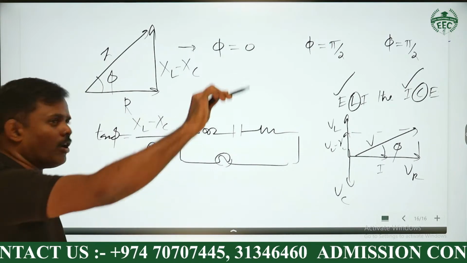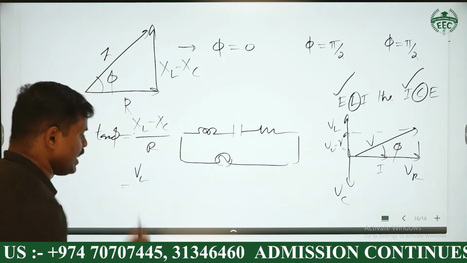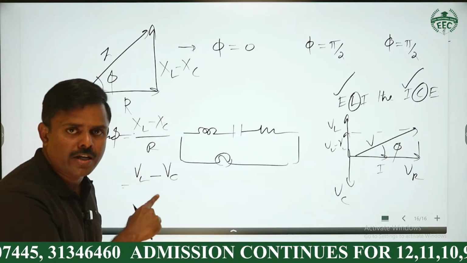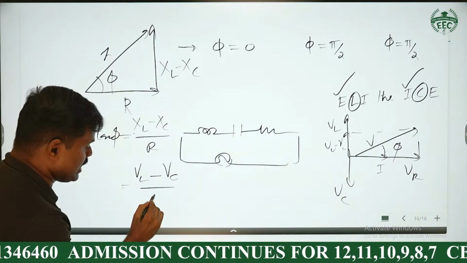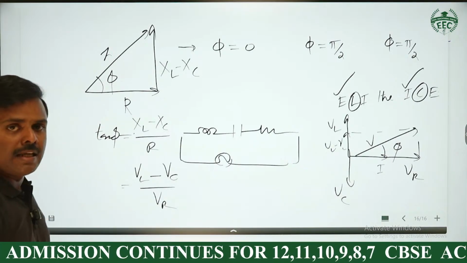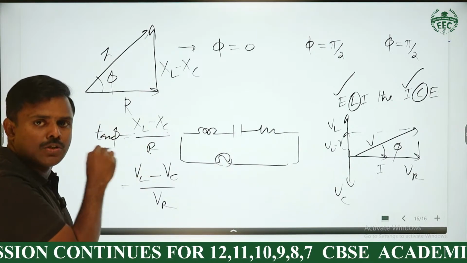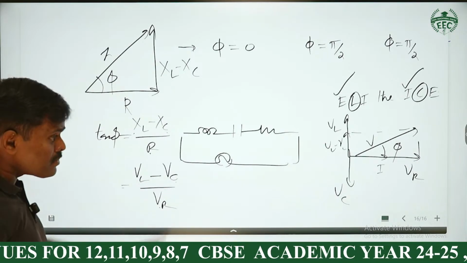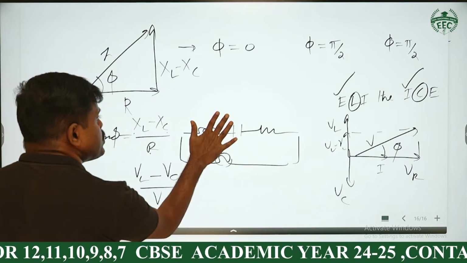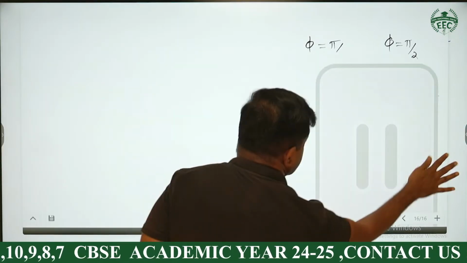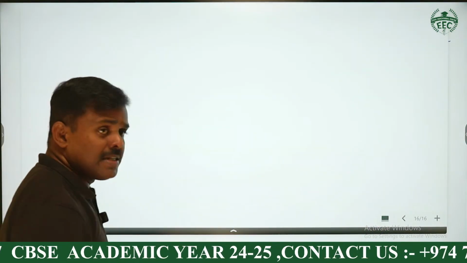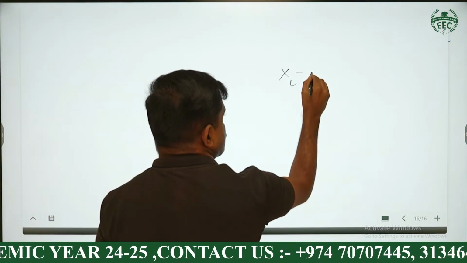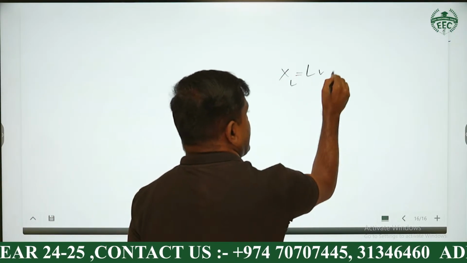What if I multiply throughout with I? IXL is VL, minus IXC which is VC. I into X is volt, right? Voltage. IXL minus IXC divided by IR, which is VR. They will give you XL, XC, R and ask you to find phi. They will give you VL, VC, VR and ask you to find phi. And that's all about LCR circuit. Then 2 more points to go. One point is resonance. Before that, the XL against frequency graph is important. XL is L omega, right?